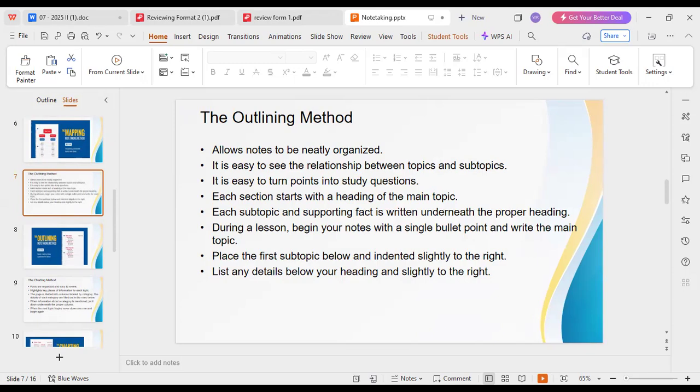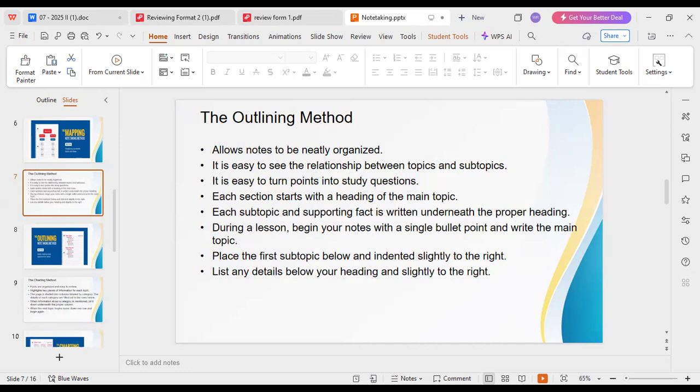Right. Seems there are no questions, and we have around 30 minutes more, so we will continue. So, the outlining method. Here again, this is a very systematic system, and if you want to neatly organize your notes, then this would be one of the best methods for you.